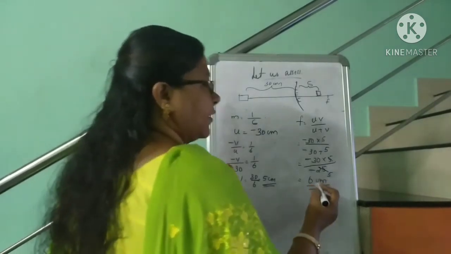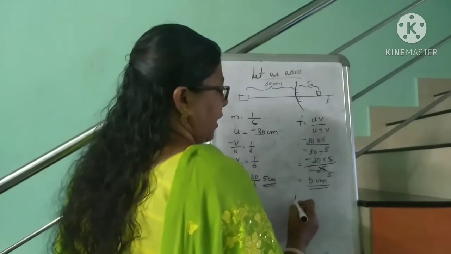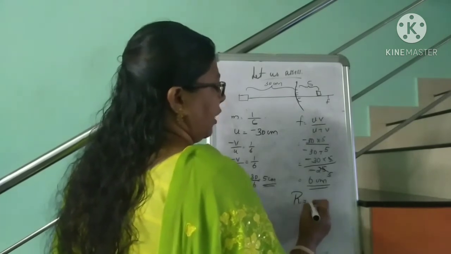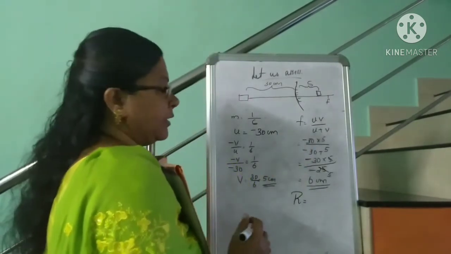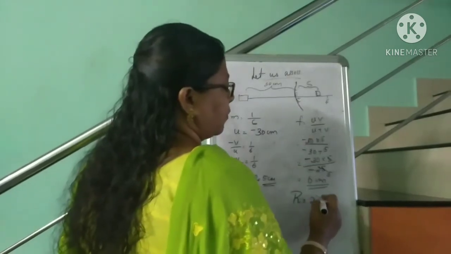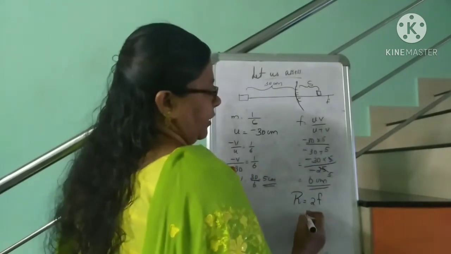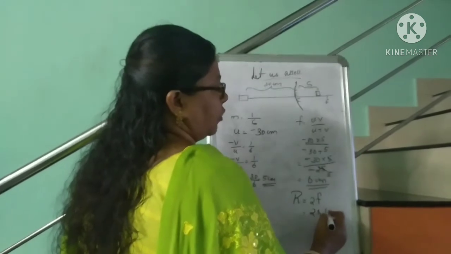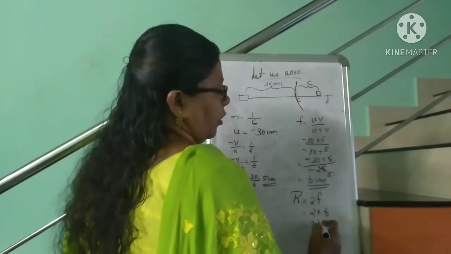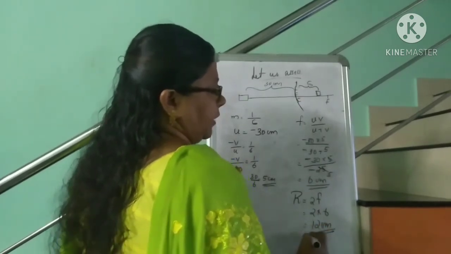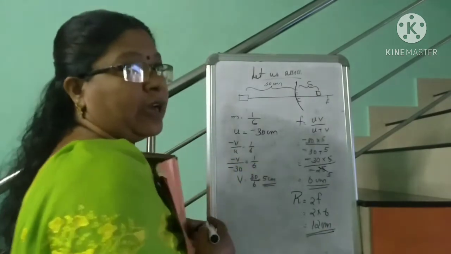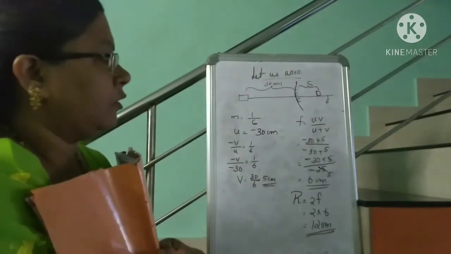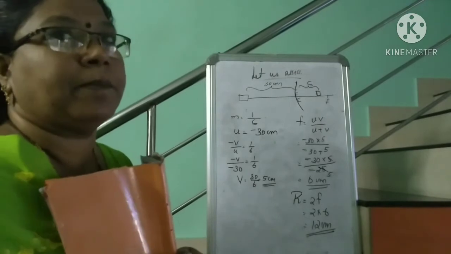So if F is equal to 6 centimeter, then what is the radius of curvature? You have already studied this in your smaller classes. R is equal to 2F. That is equal to 2 into 6, which is 12 centimeter, the radius of curvature. So this is the answer for the third question.